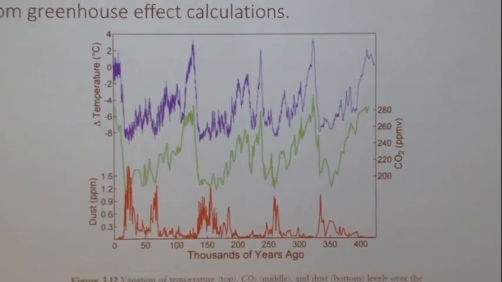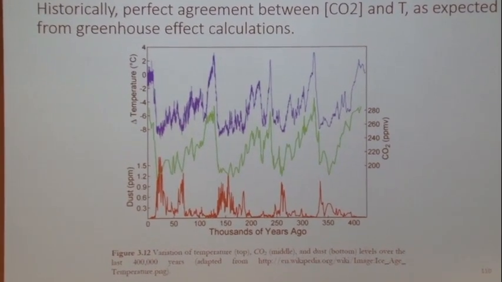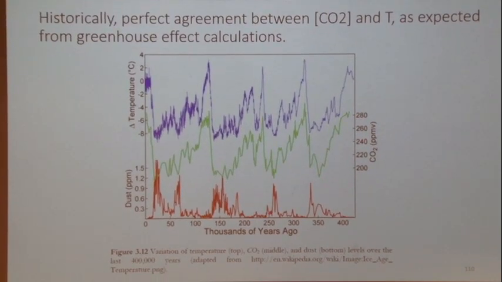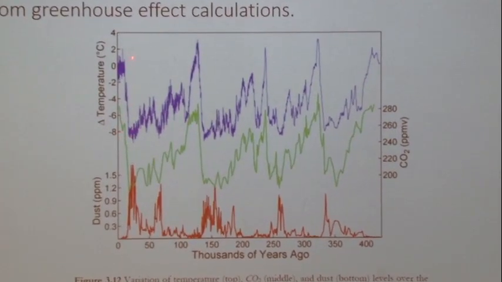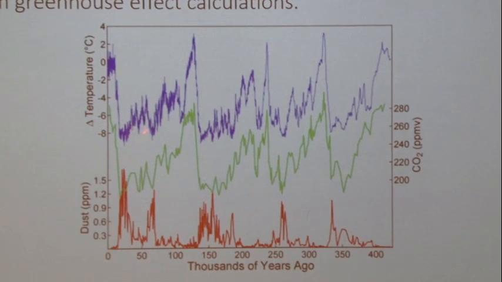This is the historical record of the CO2 level in the atmosphere, and the temperature is the blue line. You can see an almost perfect correlation between the worldwide temperature and the CO2 concentration in the atmosphere. And then these things are dust in the fossil record.